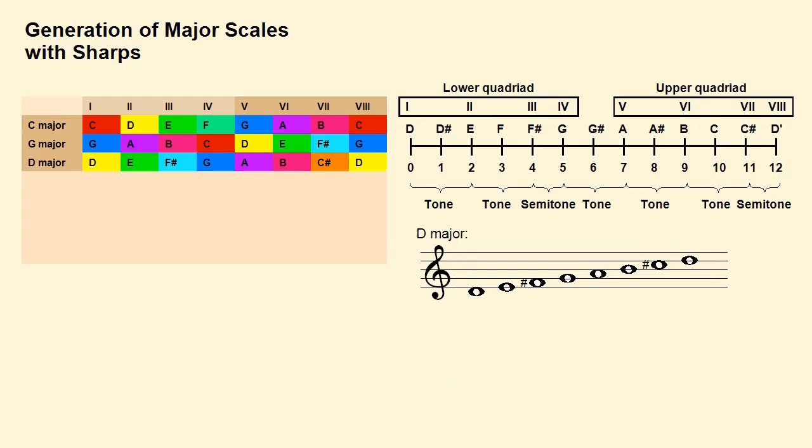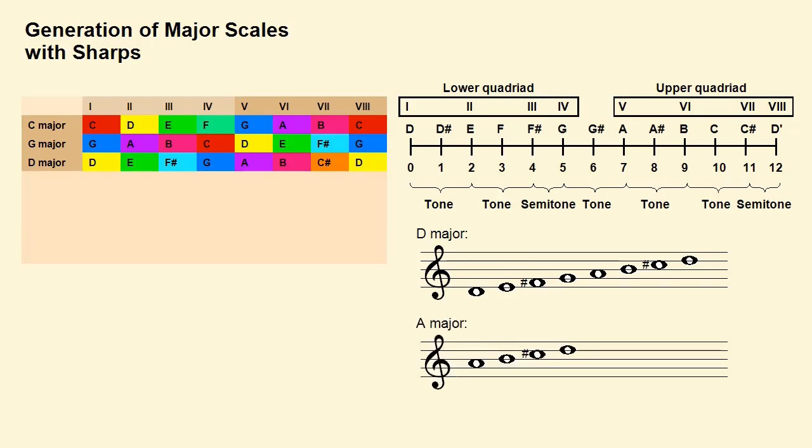Let's continue the process by taking the D major scale as the basis for creating the A major scale. The upper quadriad of the D major scale also constitutes the lower quadriad of the A major scale. The upper quadriad of the A major scale is made up of the notes E, F sharp, G sharp and A. Let's repeat this process on the table.